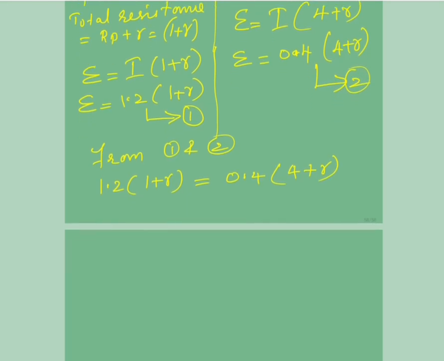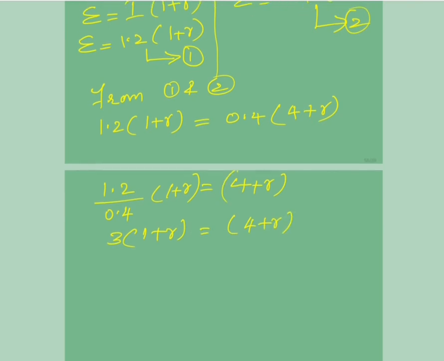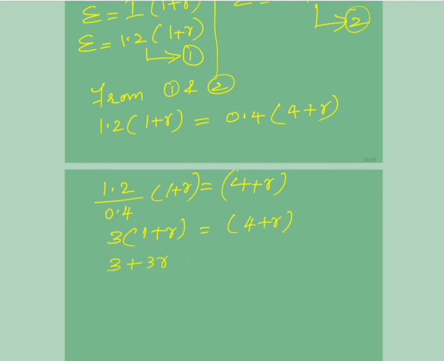So rearranging the equation, you'll get 1.2 divided by 0.4 multiplied with 1 plus r is equal to 4 plus r. When you divide, you'll get 3 multiplied with 1 plus r is equal to 4 plus r. Then after solving, you get 2r is equal to 1, or internal resistance r is equal to 1 by 2 or 0.5 ohm. So thus we got the answer for the first question, to find the internal resistance of the cell.